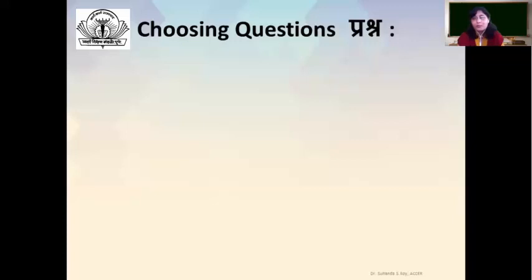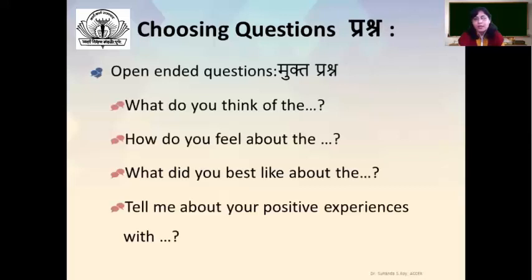Now we come to the most important point, that is choosing questions. How do you frame questions? How do you choose questions? You need to choose open-ended questions. Questions like, what do you think of whatever is your study? How do you feel about it? What did you like best about it? Tell me your positive experiences with, maybe, online learning and things like that. If you look at these questions, these are all open-ended questions where they will be able to give description. They will be able to describe their answers and explain their answers.